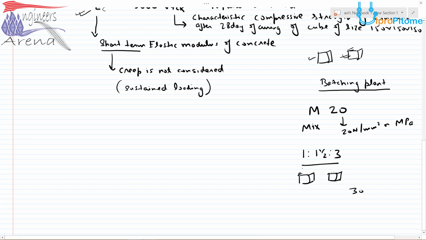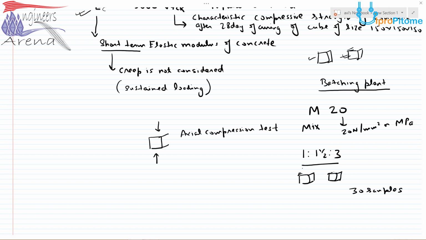So we make various cubes, a minimum of 30 samples. These questions might be asked to you. We make a minimum of 30 samples for testing, and we test these cubes in the axial compression test.